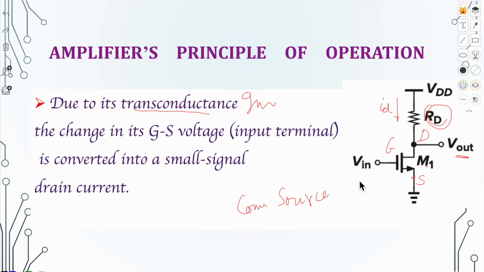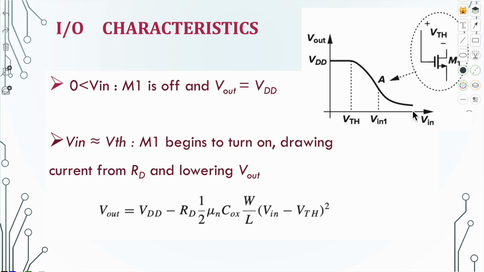Now let's see its input-output characteristic. As we can notice in the plot, when the input is lesser than the threshold voltage, M1 is off, and in this case Vout will be equal to VDD. Now when Vin approaches VTH, this threshold voltage, then M1 begins to conduct, or you can say turns on, and it will start drawing current from the load resistor RD, which lowers the output voltage from VDD. Here M1 is in saturation.